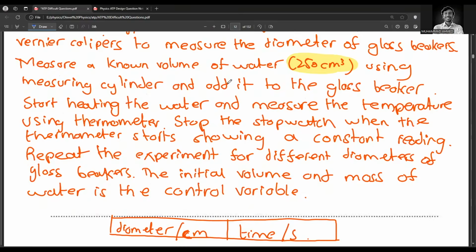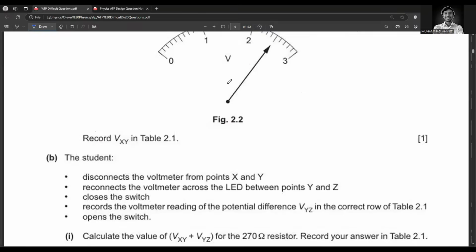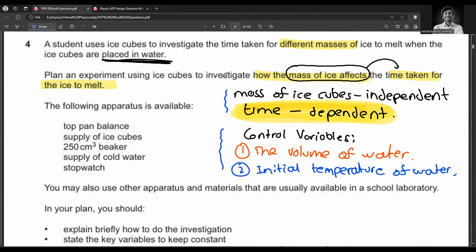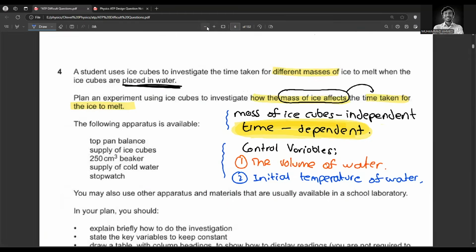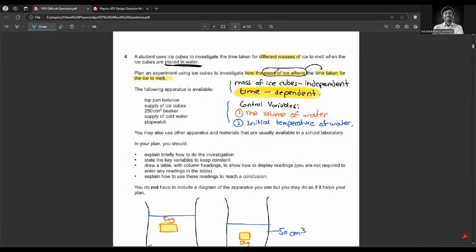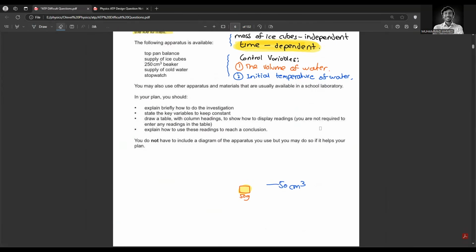Let's try out another experiment. I think, yeah, we did this one, right? So let's try this one out. A student uses ice cubes to investigate the time taken for different masses of ice cube to melt when the ice cubes are placed in water. Okay. So a student is taking different masses of ice cube and is investigating the time taken for the ice cubes to melt. Perfect, perfect.